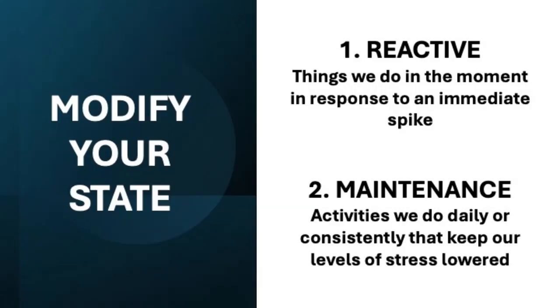Maintenance strategies are more planned and thought through, actions that maintain a healthy and calm nervous system, things that mitigate stress or prevent it escalating. These strategies help our general regulation and are built into our daily habits. They could include a daily walk or eating a good breakfast.